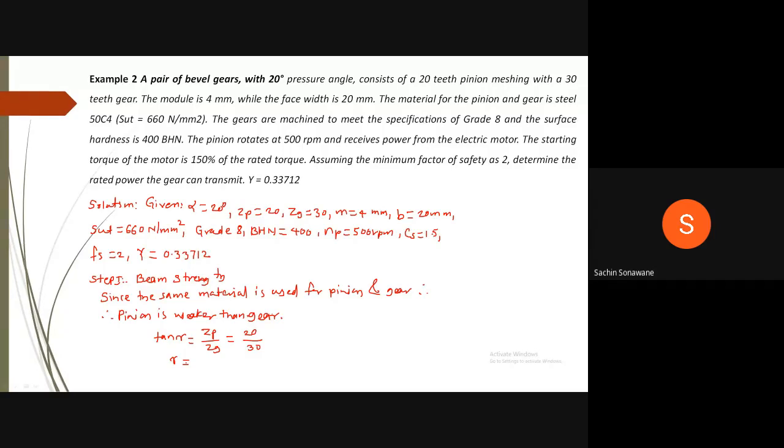Who is solving? Anyone? Sir, 33.69. Okay, 33.69 degree gamma. Then we will find out now.